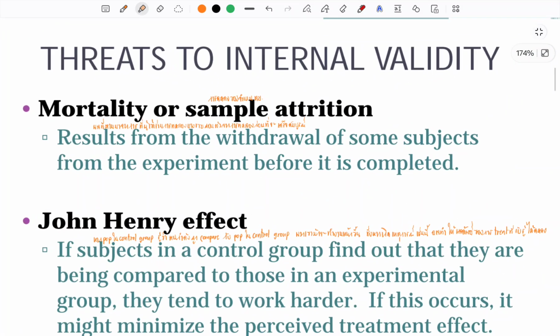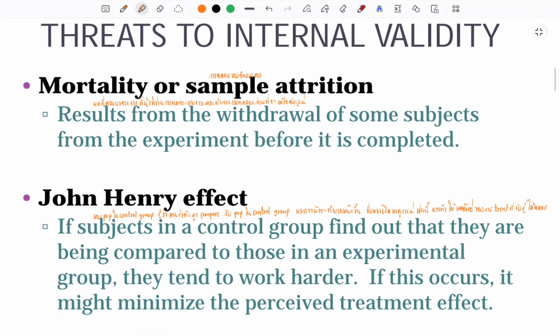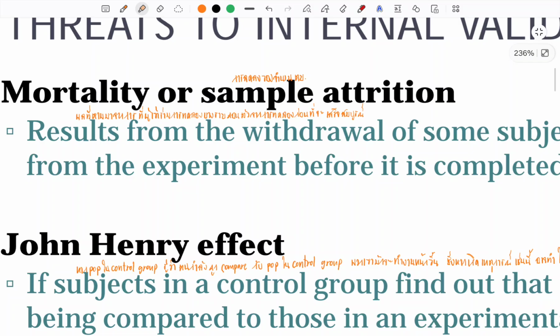Next, for the threats to internal validity, we call mortality or sample attrition. Sometimes if you are conducting a longitudinal study design or follow-up study, in between the time that you are conducting your research, maybe some patients die during that time, or maybe they could not participate in your study for the whole period of time. They may move to another province or another city. So you have to consider this.